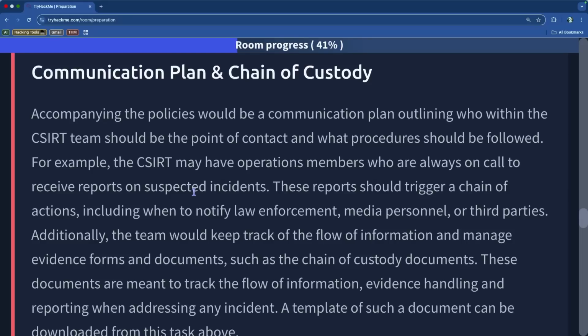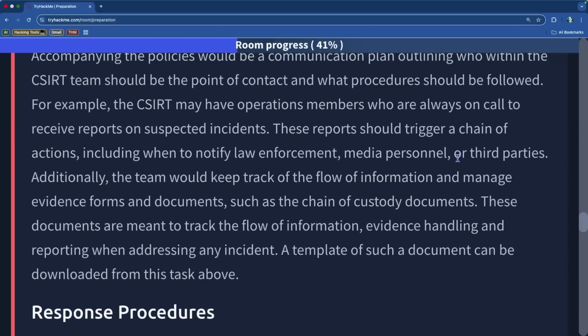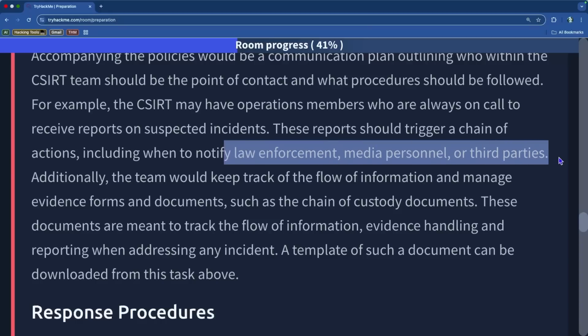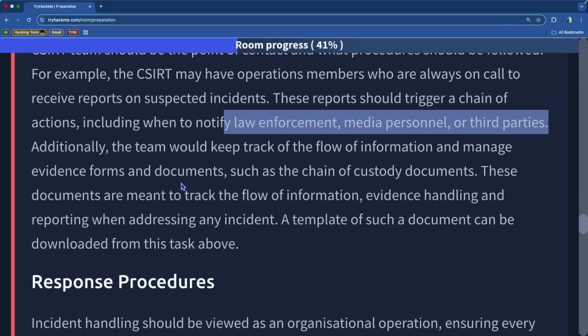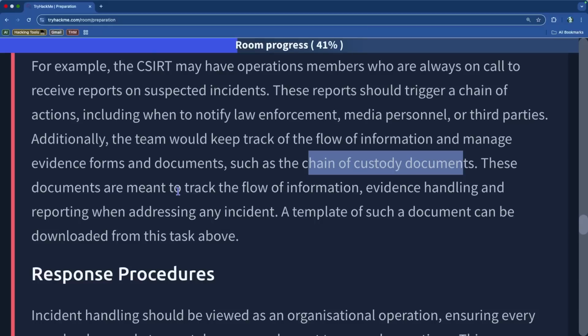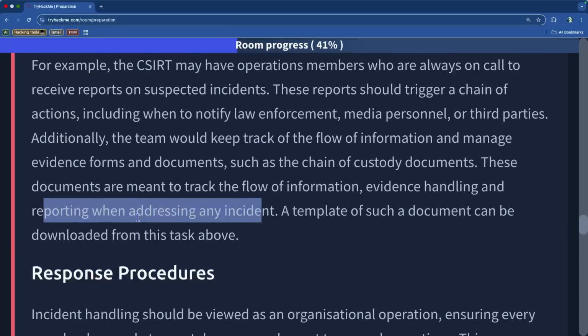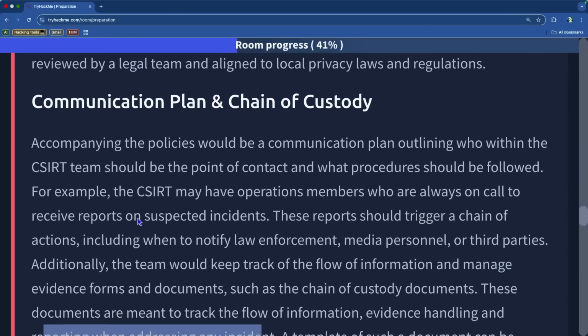So the CSIRT team, the Cybersecurity Incident Response Team, should be the point of contact, and what procedures should be followed. For example, they may have operations members who are always on call to receive reports on suspected incidents. These reports should trigger a chain of actions, including when to notify law enforcement, media personnel, or third parties, hence the call tree, right? Additionally, the team would keep track of the flow of information and manage evidence forms and documents like the chain of custody documents. These documents are meant to track the flow of information, evidence handling, and reporting when addressing any incident. A template like this could actually be downloaded from here, which is what we have at the top. I'll review that at the very end for you.